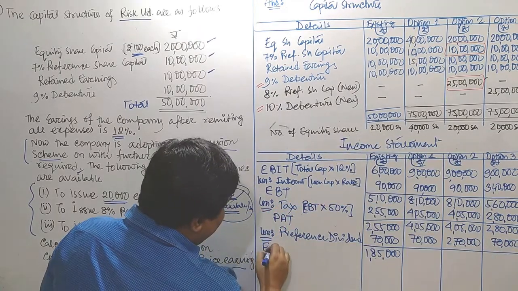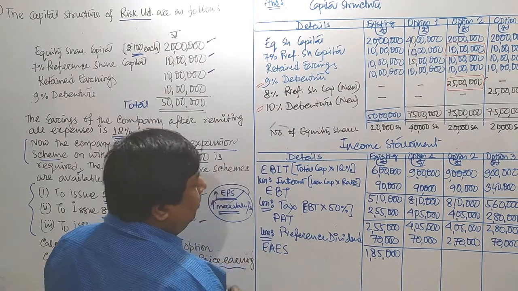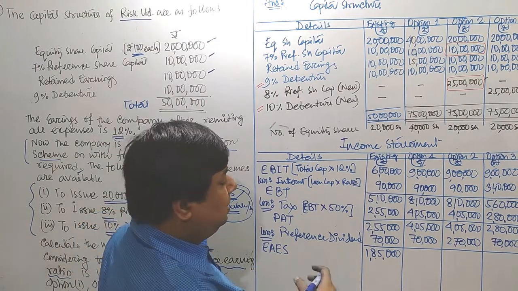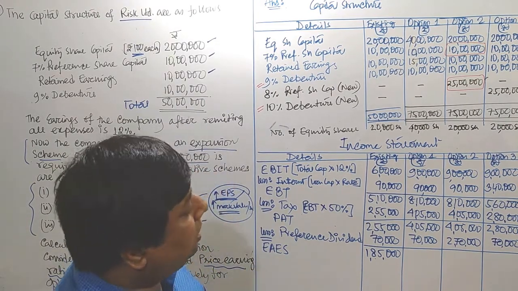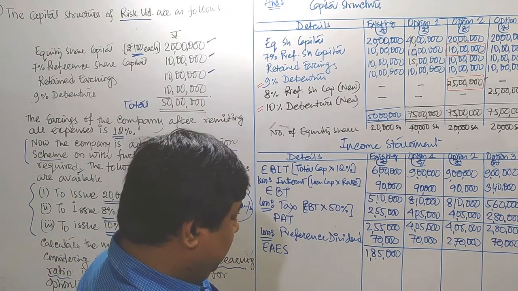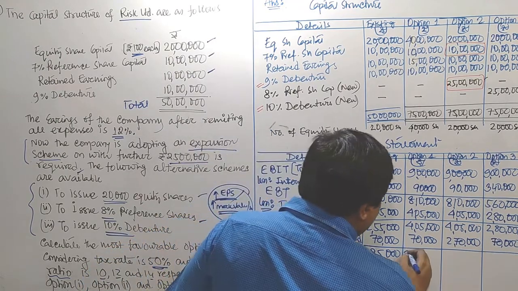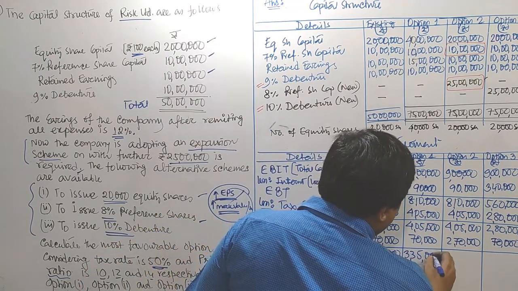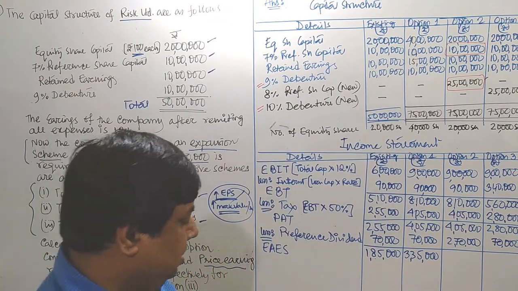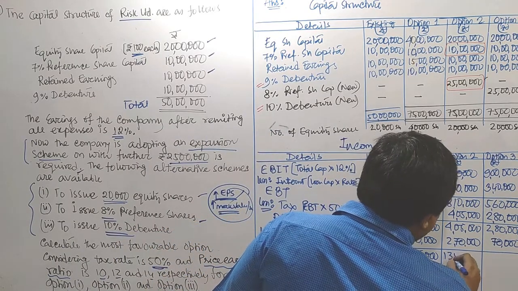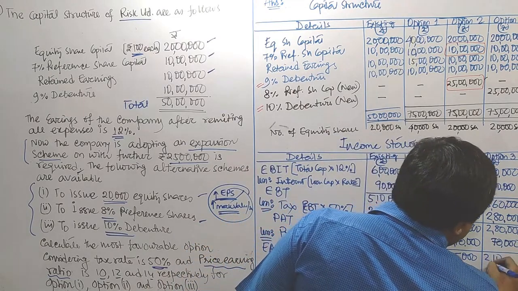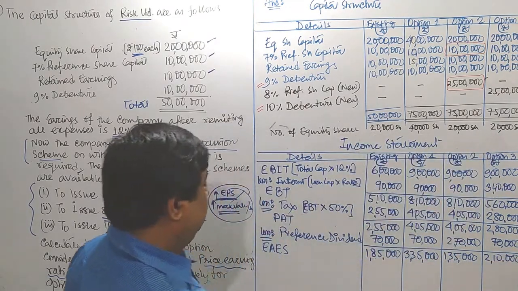Now we come to EAES. The full form of EAES is earnings available to equity shareholders. That is the amount that ultimately goes only to equity shareholders. For option 1, 4,05,000 minus 70,000 is 3,35,000. For option 2, 4,05,000 minus 2,70,000 is 1,35,000. For option 3, it will come 2,10,000.